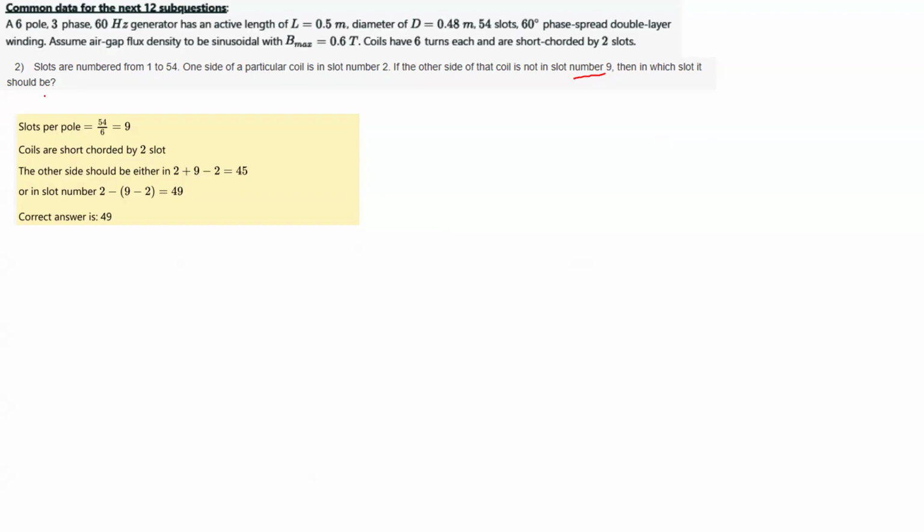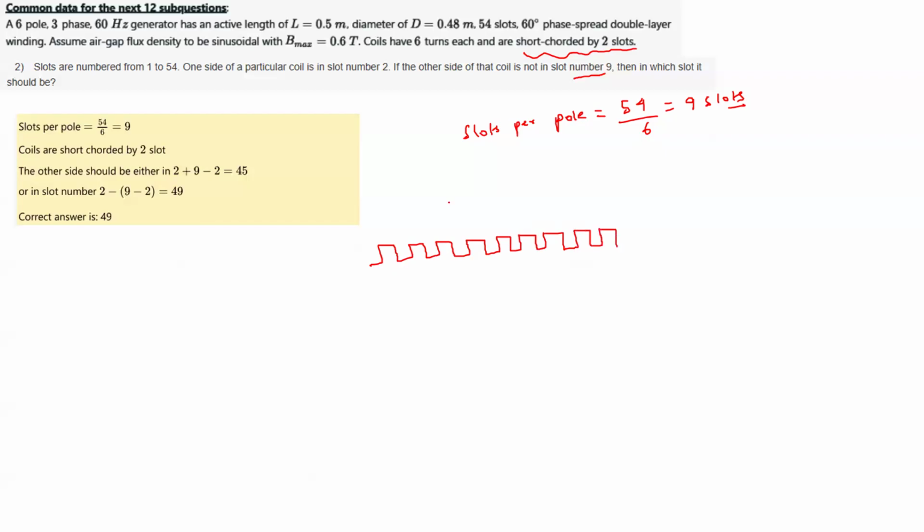So first of all, this is short chorded by two slots. We know the slots per pole: 54 by 6, which is 9. So this is 9 slots per pole. Under a pole, there are 9 slots. What has happened is something like this: 1, 2, 3, 4, 5, 6, 7, 8, 9.